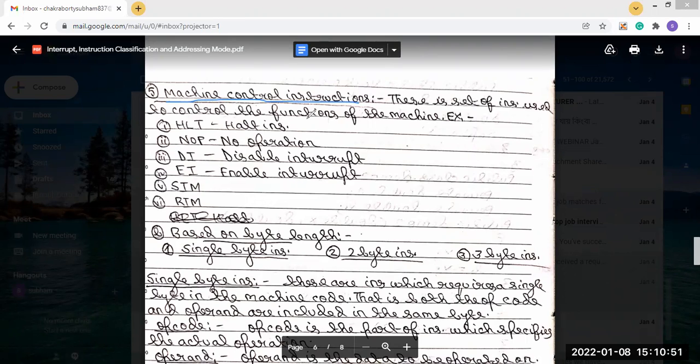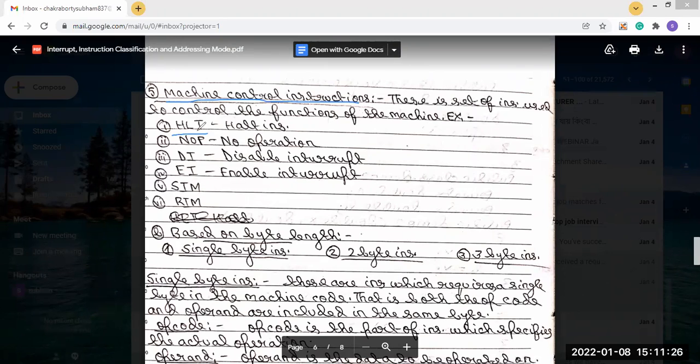Now, what are those instructions? Like HLT, halt. This HLT means halt. Here you see no operands are used. In the machine control instruction, we do not use any operands. Only the instruction is specified. That's why you see no other operands specified here. And this instruction is used to control the functions of the machine.